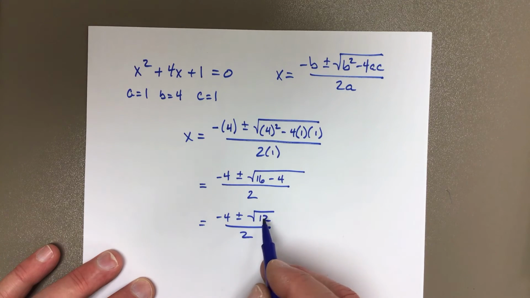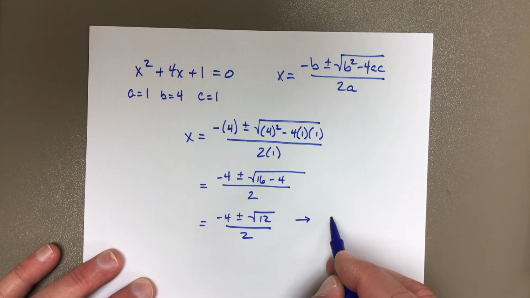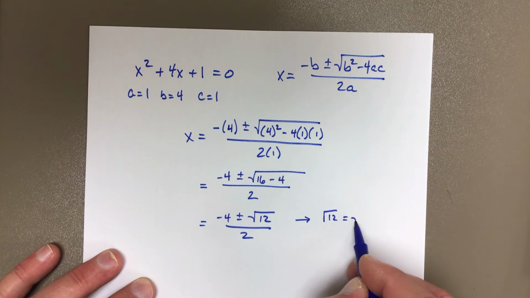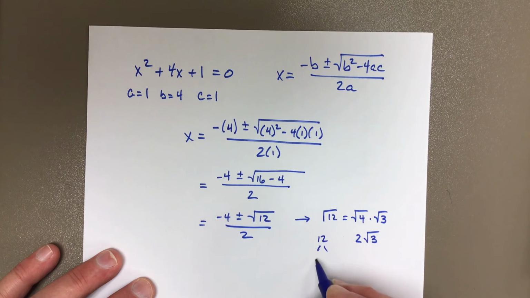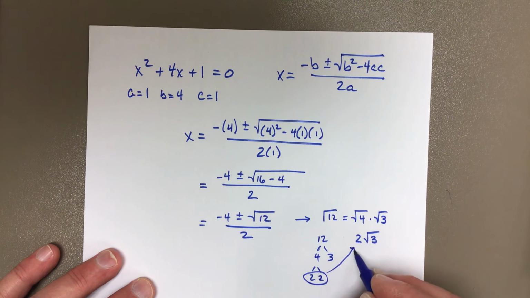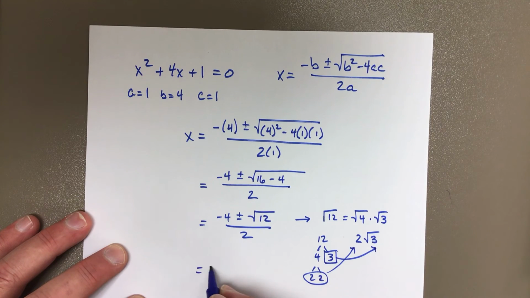Now, the square root of 12 gets a little tricky, because you have to simplify that. Remember that the square root of 12 is really the square root of 4 times the square root of 3. The square root of 4 is 2, so it's 2 square roots of 3, right? Or the other way you can do it is your tree: 4 times 3, and then 2 times 2. That means the 2 gets free, and the 3 stays on the inside. So we're going to replace the square root of 12 with 2 square roots of 3. So -4 plus or minus 2 square roots of 3 all over 2.